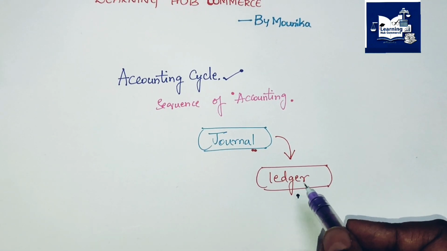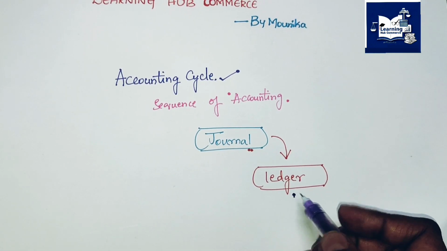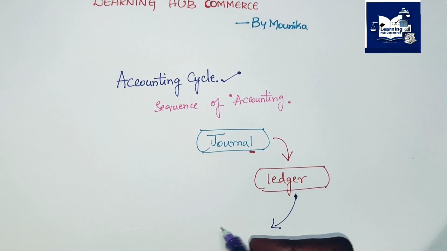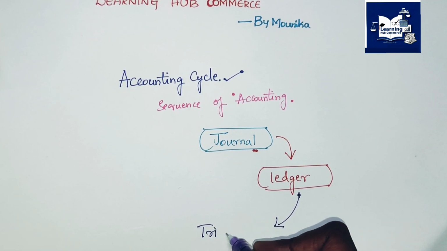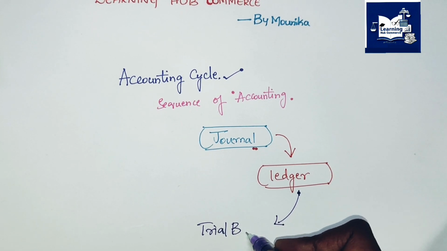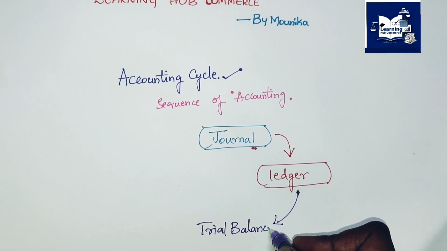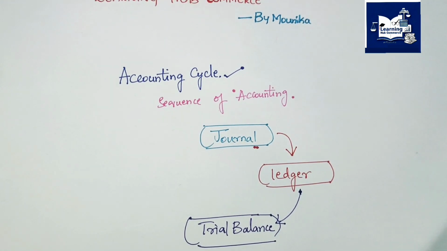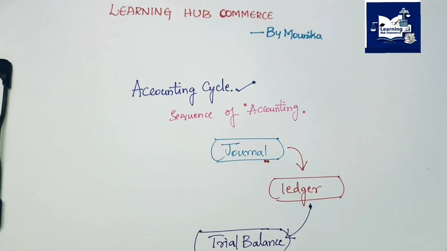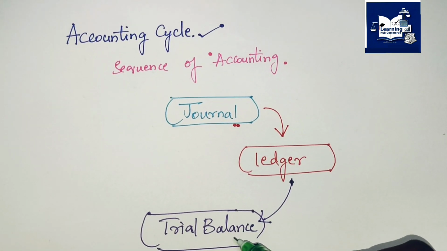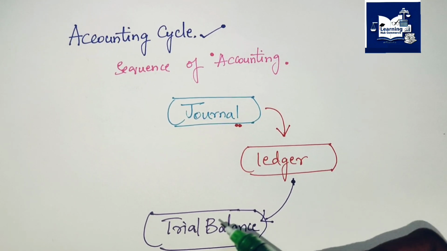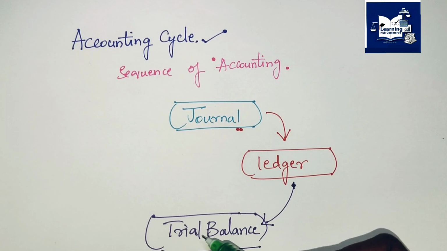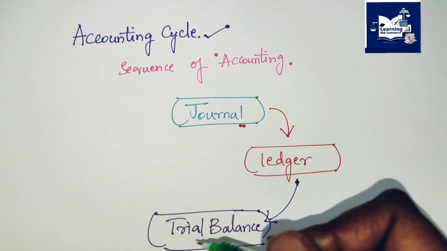So once the ledger is done, the next step is preparation of trial balance. So, what is trial balance? It is a statement where all the balances in the ledger accounts are transferred. Whatever balance we get in the ledger is to be transferred to a statement called trial balance. Right, so first step is journal, second is ledger, and then third is trial balance.